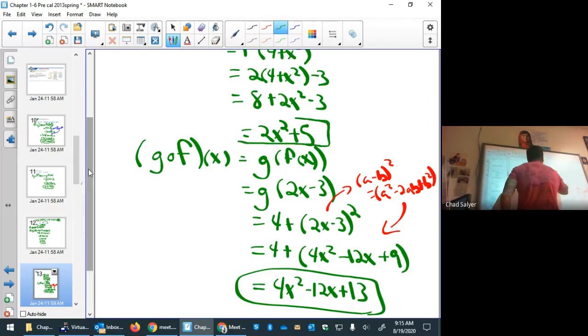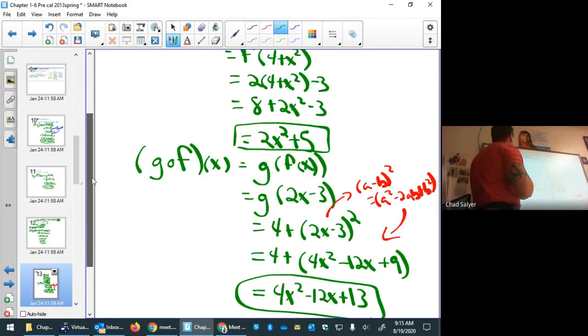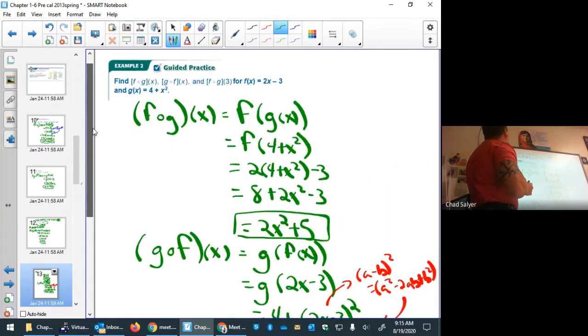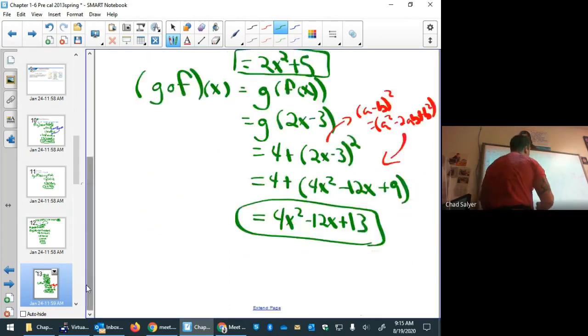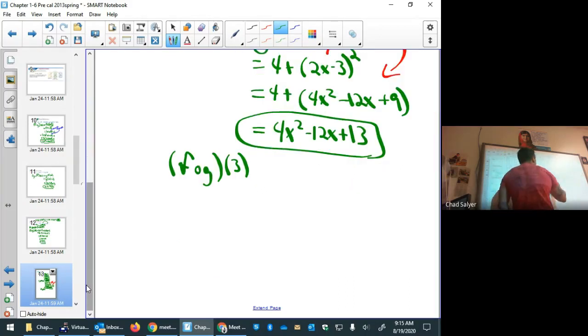Up here's f of g. F of g is important to us because we're going to use it for this next part. So they want f of g of 3. So I plug 3 into this. So I can do it that way. I'll do it this way.